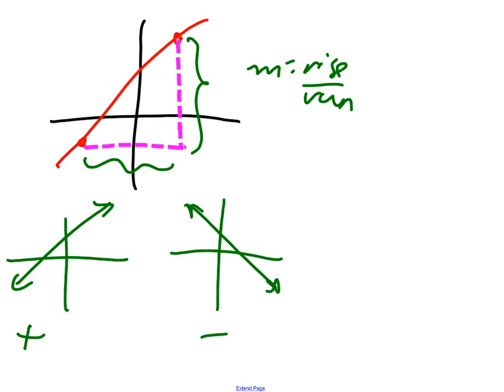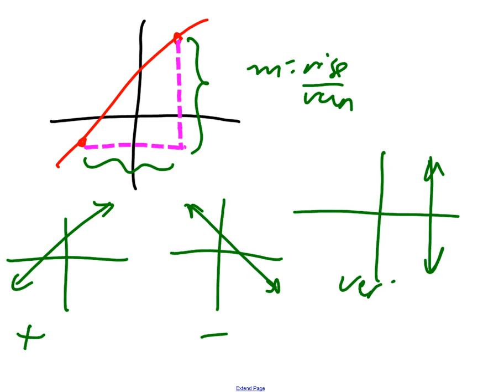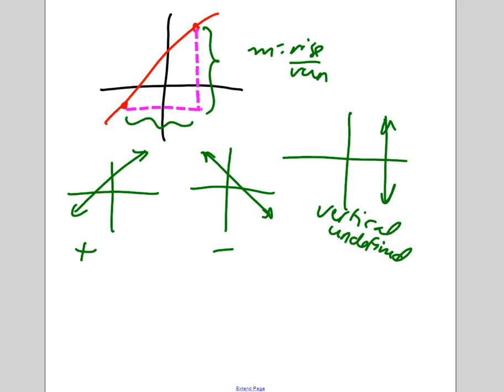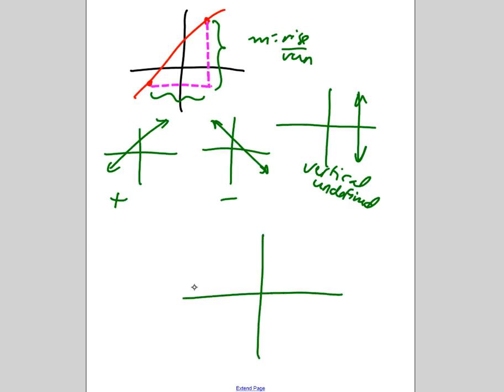Other thing that you have to remember, anything that is vertical is undefined. And last one, anything that is horizontal has a slope of 0.